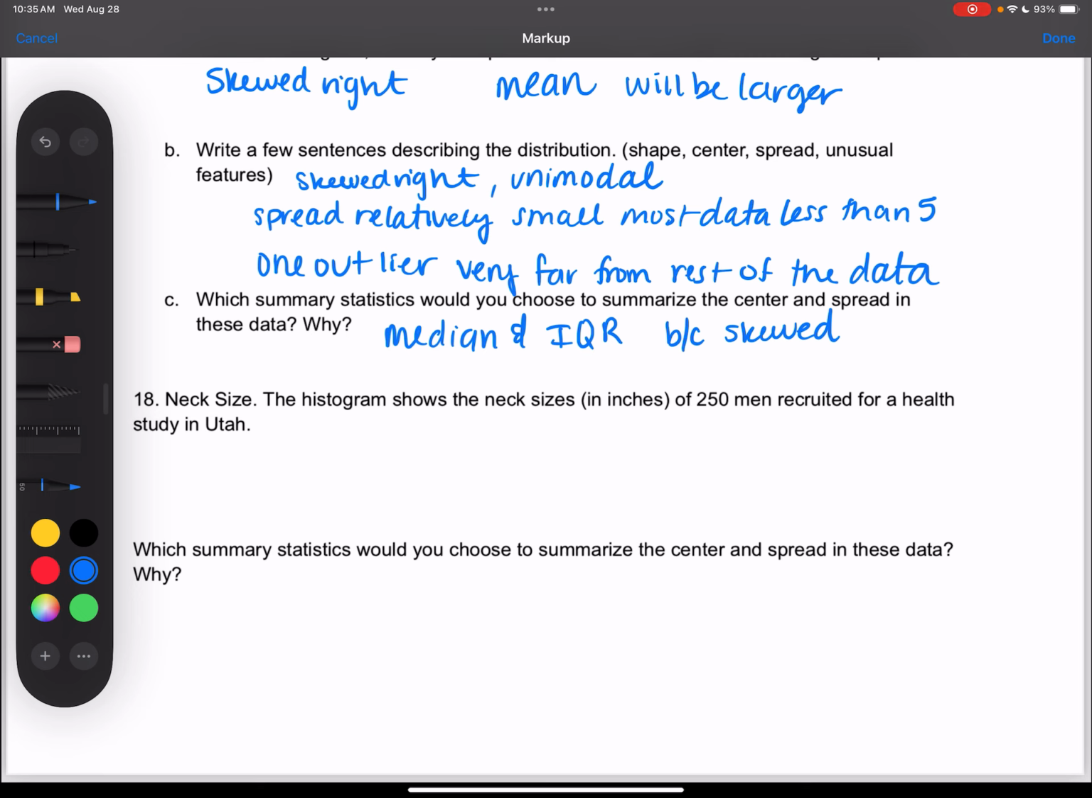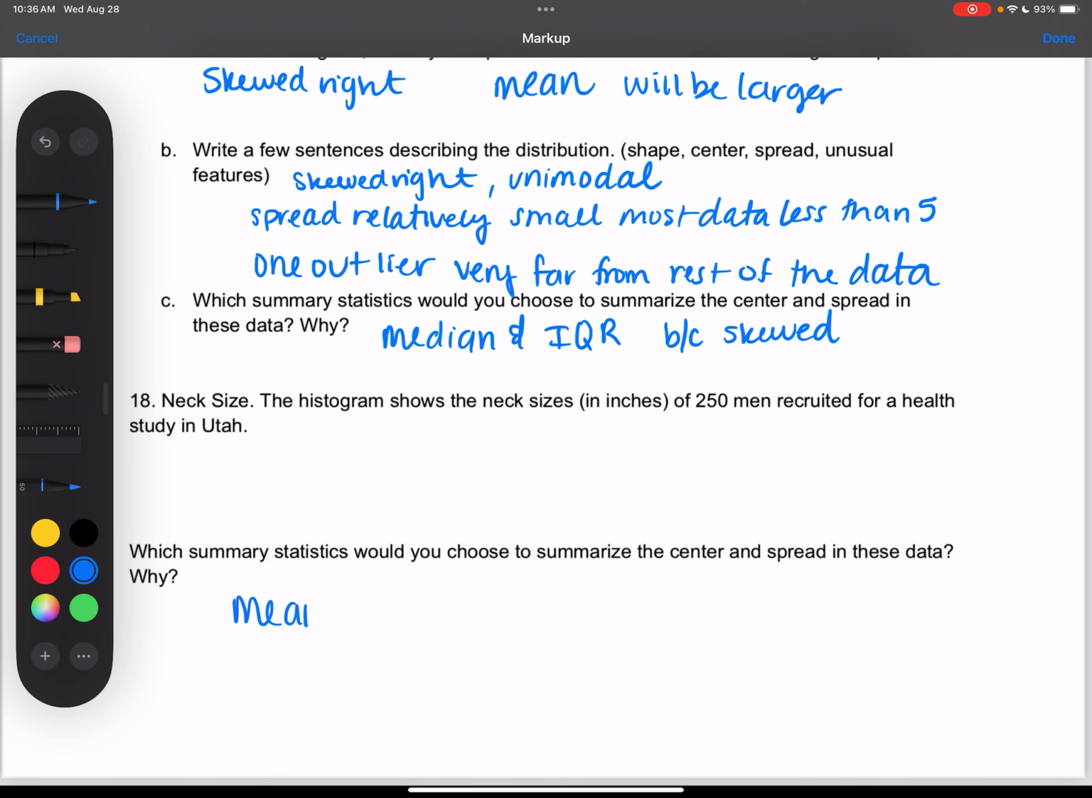Wait, I remember that on the board where it was measuring it upward or something. So the histogram shows neck sizes in inches of 250 men recruited for a health study in Utah. Which summary statistic would you choose to summarize the center and spread of these data and why? So we're from 12 inches out to 17 and a half inches. I would say mean and standard deviation. Why? Because it almost looks kind of symmetric. Yeah, it's pretty close. So yes, mean and standard deviation.